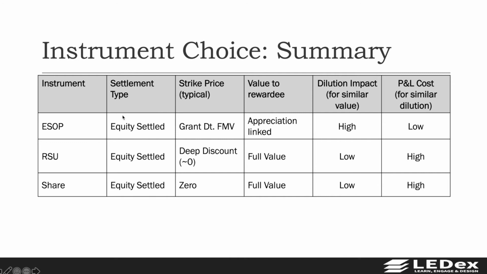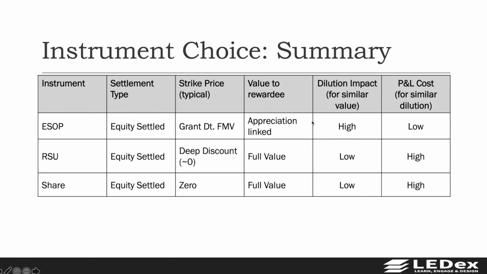In summary, all of these, of course, are equity settled instruments. An ESOP's typical strike price is the grant date FMV, fair market value. An RSU has almost a zero, so it's a deep discount on the strike price. A share could be delivered at a zero value.